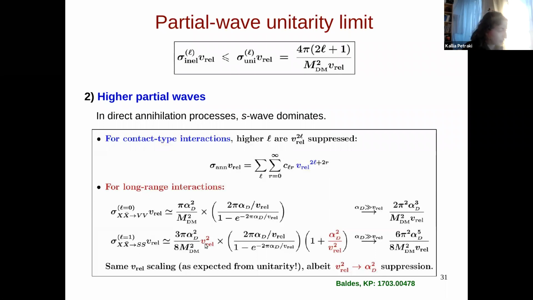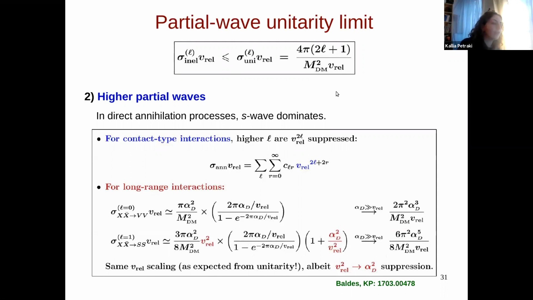A p-wave process, the perturbative part scales indeed as v squared. The Sommerfeld factor is actually different than it is for the S-wave. It includes the S-wave factor and this extra part here, which in the limit of alpha over v becomes alpha over v squared, and this v squared cancels this v squared. And what you see here is that we actually recover the 1 over v scaling of the unitarity limit.